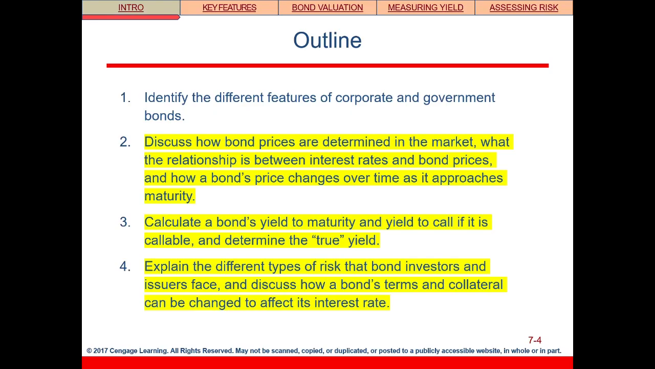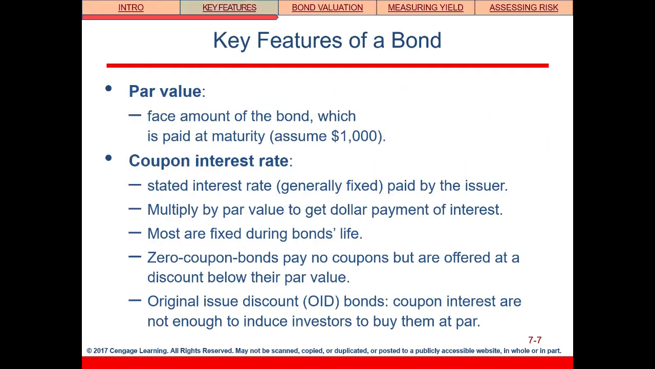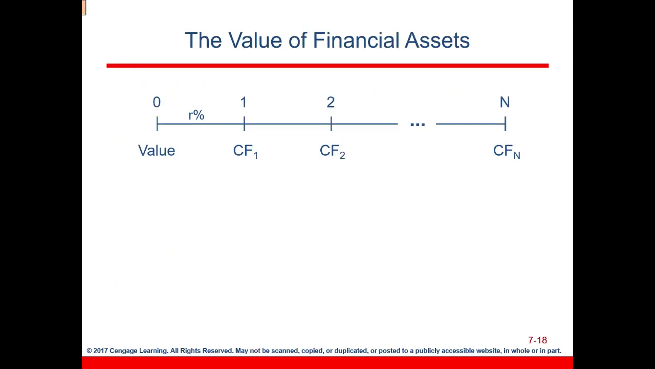Yeah, and it's actually related to the 3rd and the 4th learning goal, that you should be able to calculate the bond's yield to maturity. That's what we discussed before, and yield to call. That's what we're going to discuss today, if it is callable, and determine the true yield, and explain the different types of risk that bond investors and issuers face, and discuss how a bond's term and collateral can be changed to affect its interest rate. So this is what we discussed before.